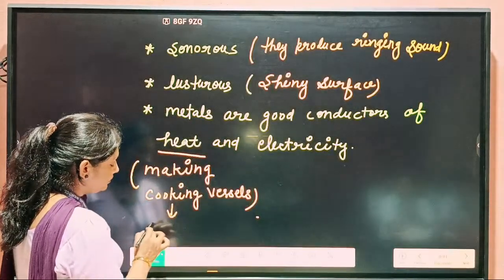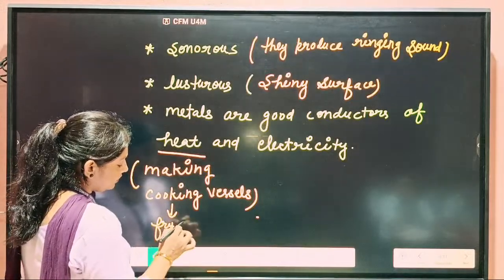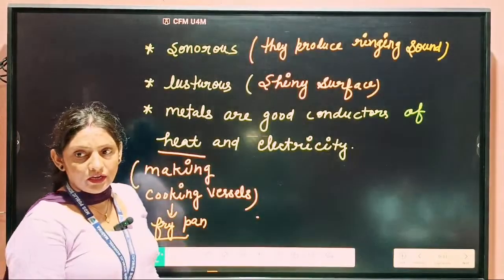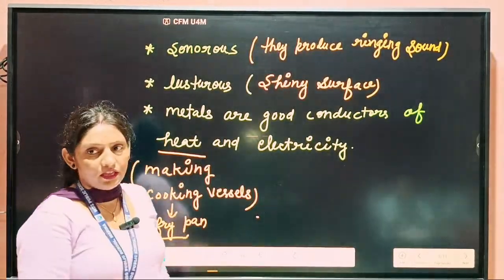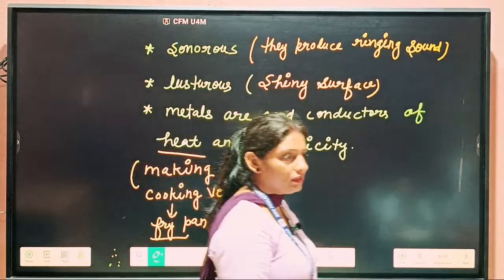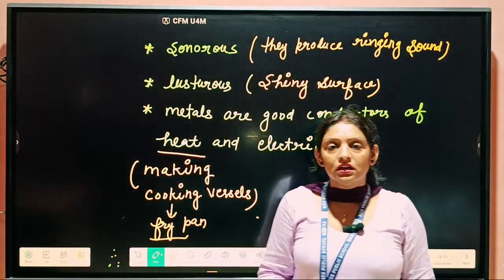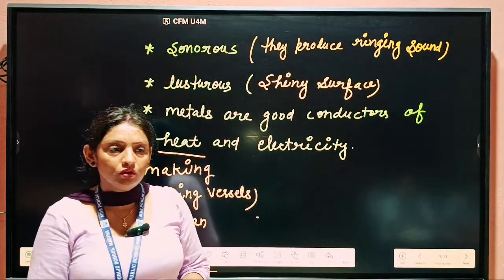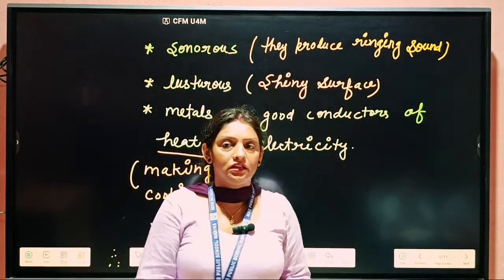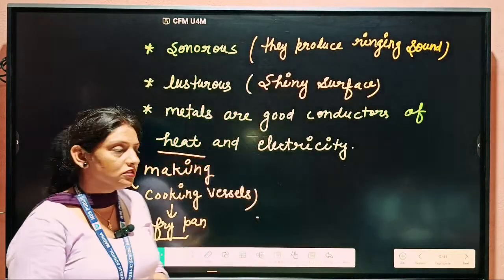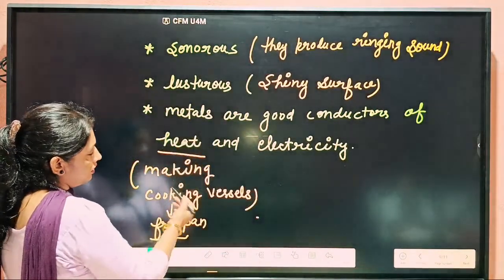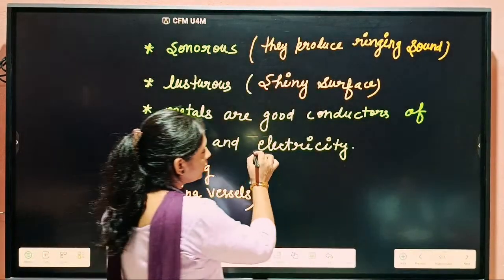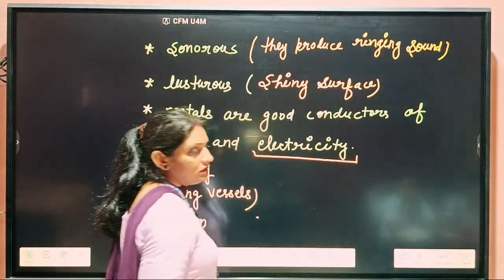Like a fry pan, it is made up of metals like aluminum and some other metals. Why? Because metals allow heat to pass through them, so they become hot very easily. So we use metals for making cooking vessels. Because they are good conductors of electricity.